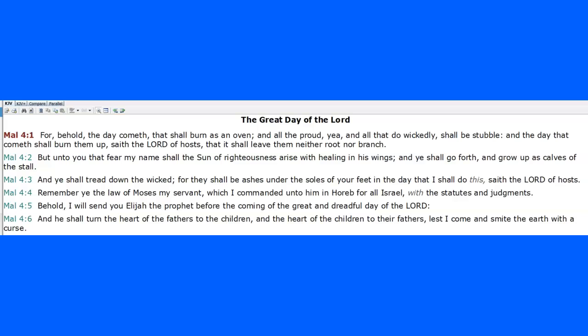But unto you that fear my name shall the Son of Righteousness arise with healing in his wings, and you shall go forth and grow up as calves of the stall. That line says so much, and we're going to have to stop and take a look at it. But unto you that fear my name shall the Son. Now, guys, this is spelled S-U-N, okay? Not S-O-N.